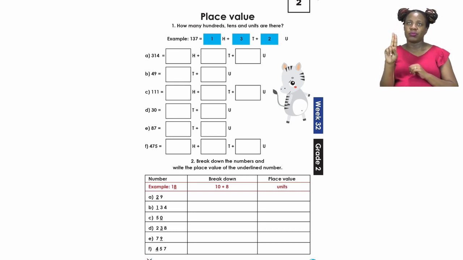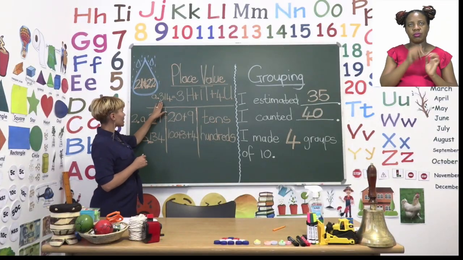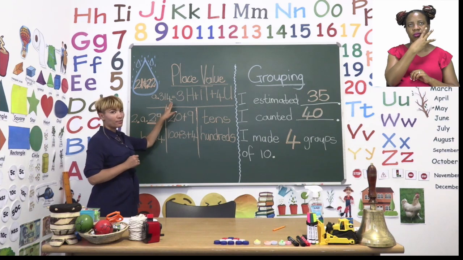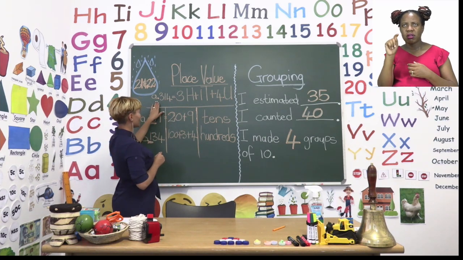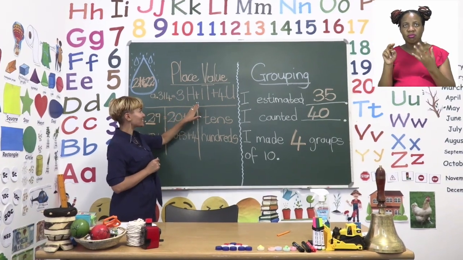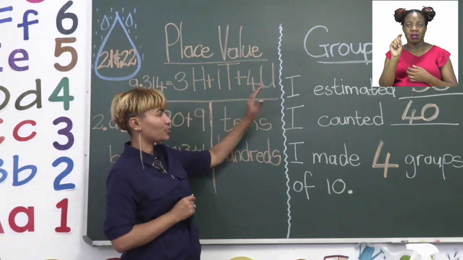Now let's quickly do the first example together, which is A, so that you can see how you have to put your numbers in hundreds, tens and units. Now on the board I wrote the first number. So A over here, 314. Remember, we need to find the hundreds, tens and units. So this number has 3 hundreds, 1 ten and 4 units.